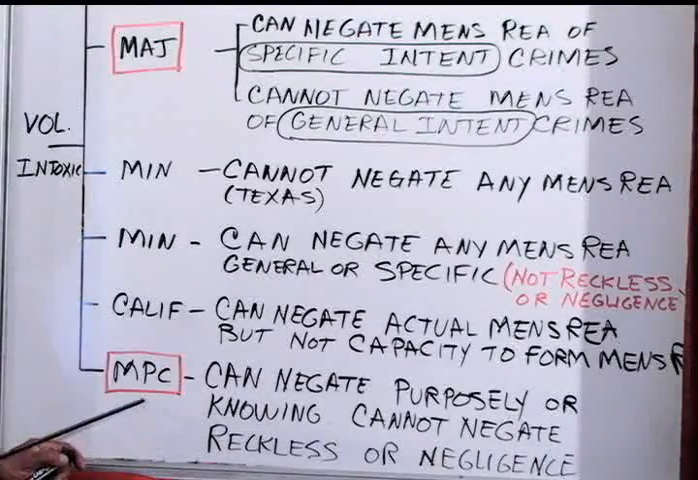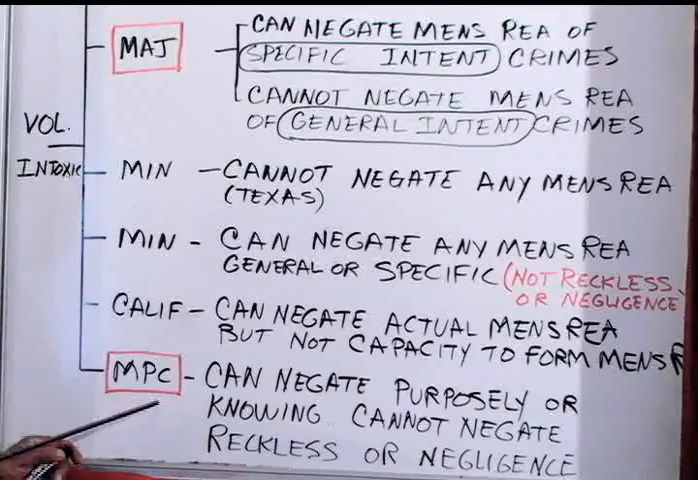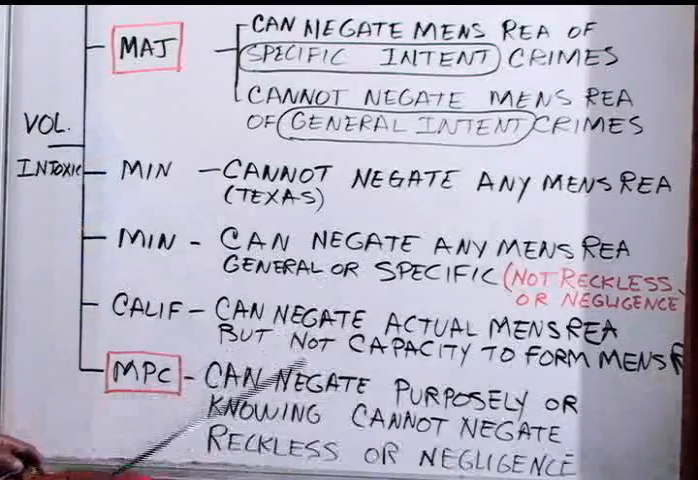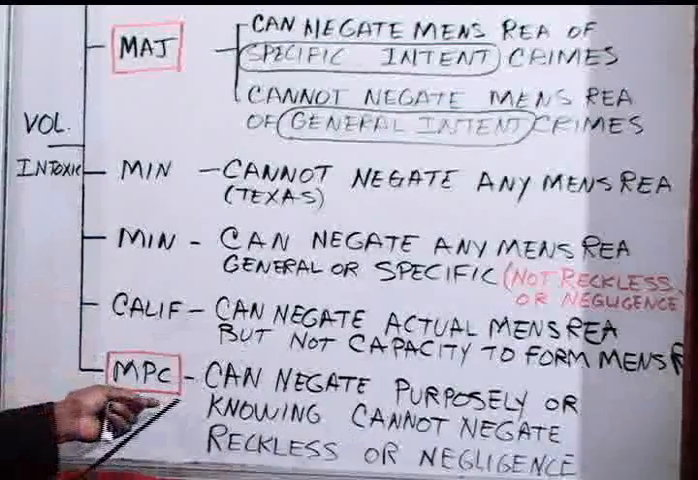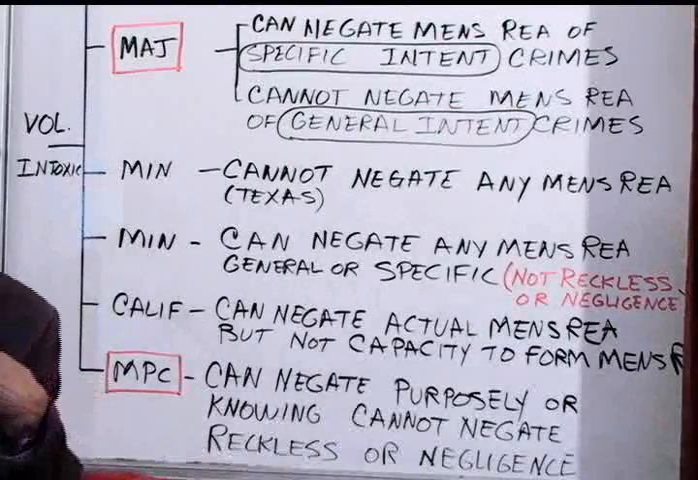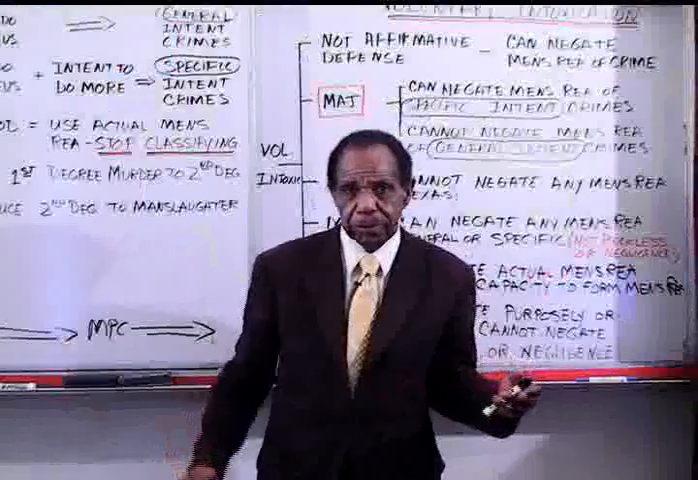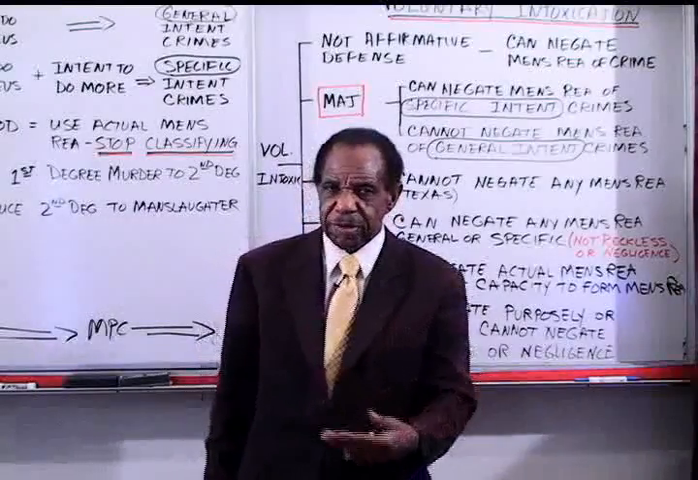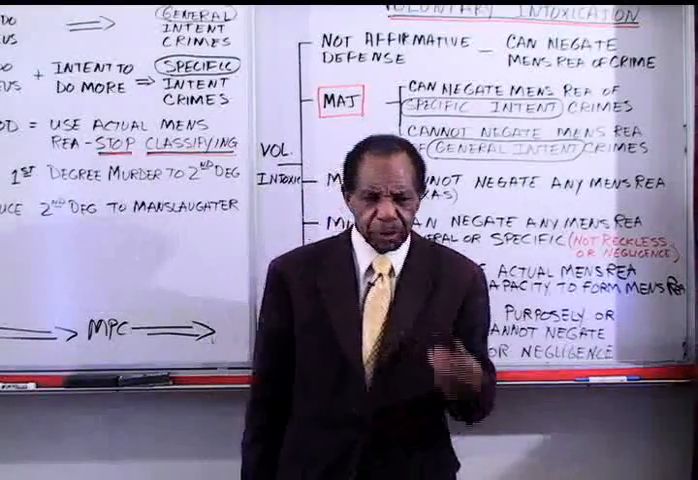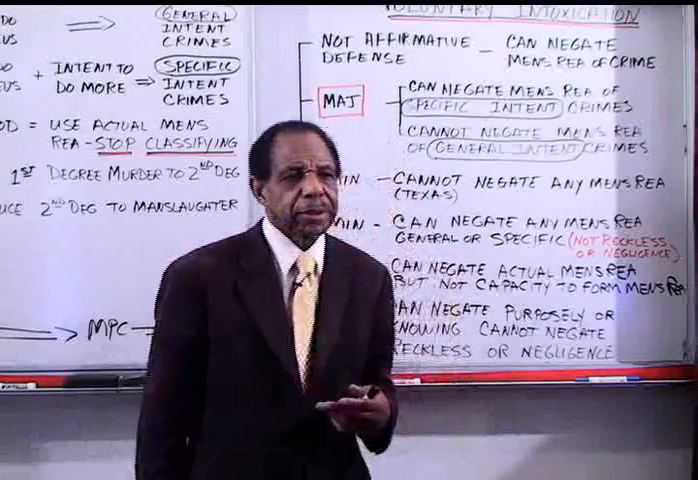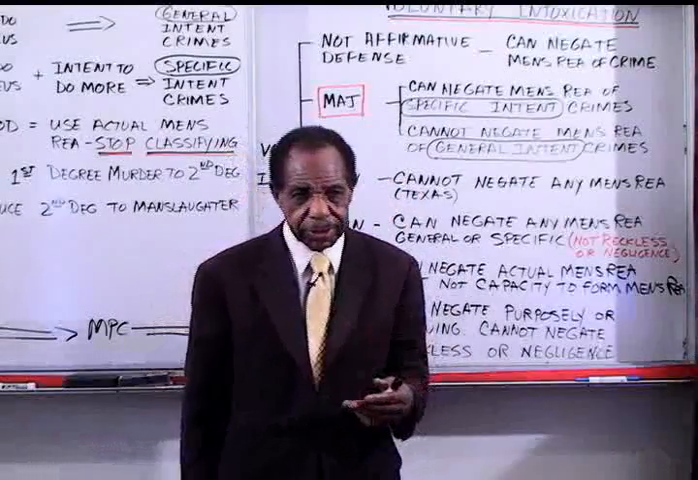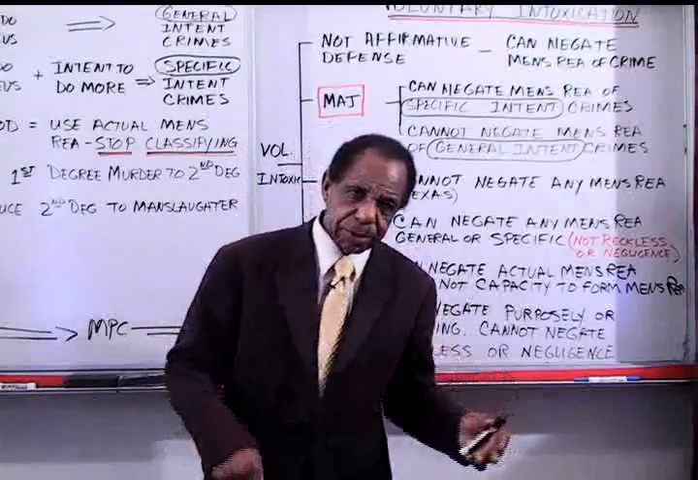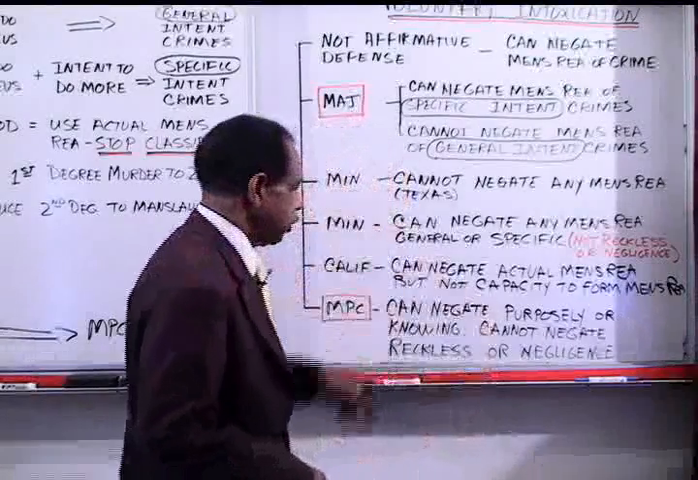Finally, the Model Penal Code. If you use the Model Penal Code, you're using that only in those situations where the legislature has passed some fairly new laws, and these new laws use the language of the Model Penal Code. The new laws talk about purposely and knowingly and recklessly and negligently.